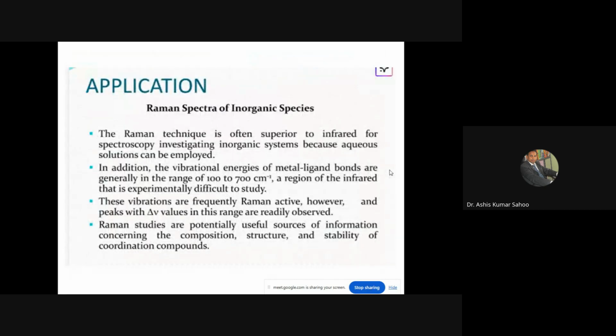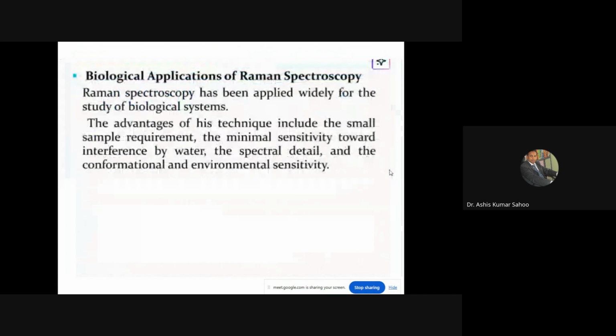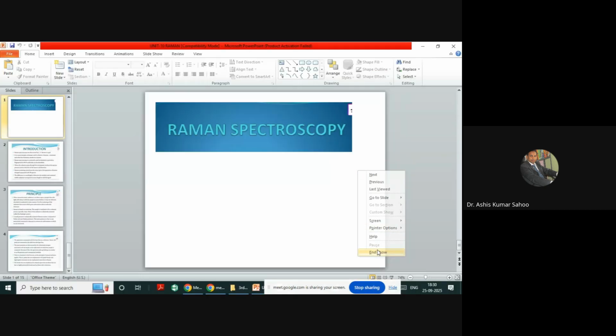These are the applications of Raman spectra: it can be used for detection of inorganic species. Also, Raman spectra can be used for organic species for different quantitative applications. Also, Raman spectra can be used in biological applications. So this is all about Raman spectroscopy. We'll move to another section.